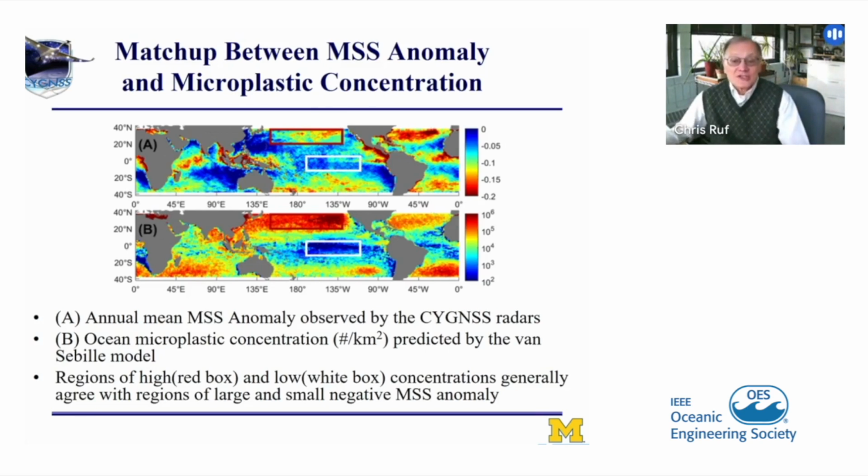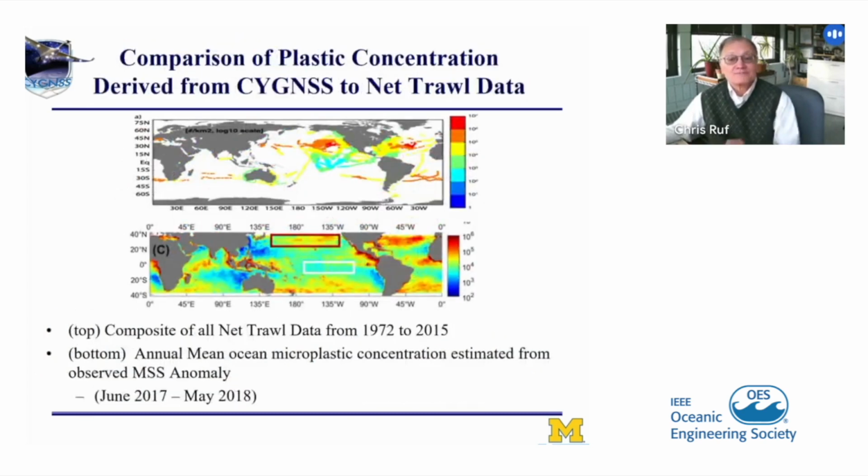So what we did was we took these regions of high and low concentration, the red box and the white box, and we used those as control regions to develop an empirical relationship between the MSS anomaly and the microplastic concentration predicted from this Van Sebille circulation model. And that gives us an empirical mapping from one to the other. And the result is this bottom panel. This is our estimate of the microplastic concentration averaged over an entire year by Cygnus.